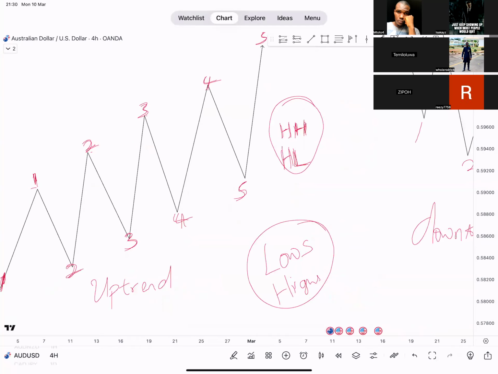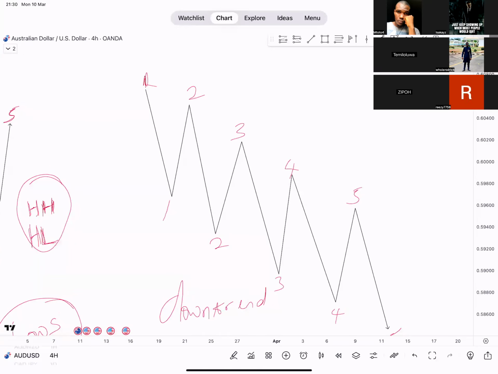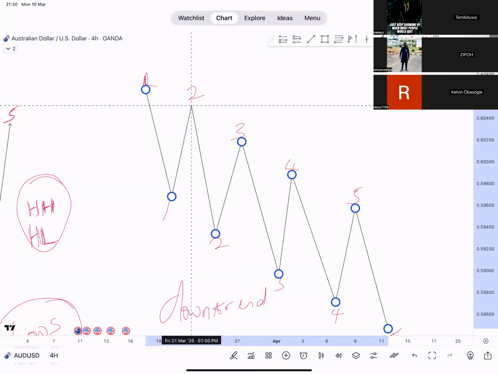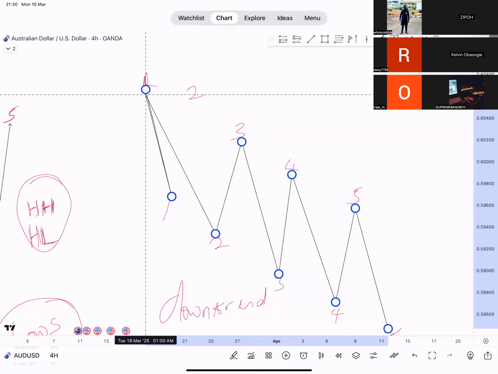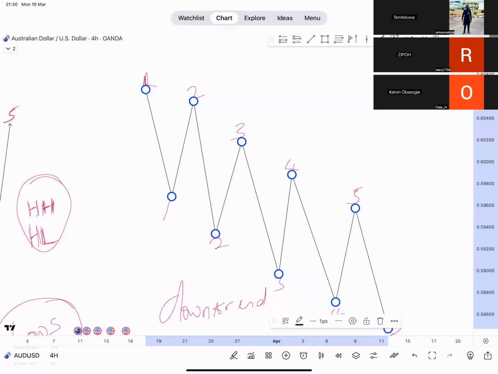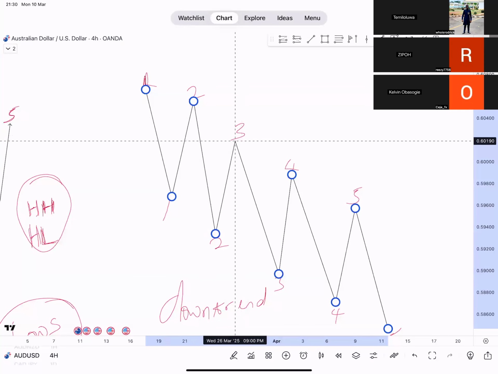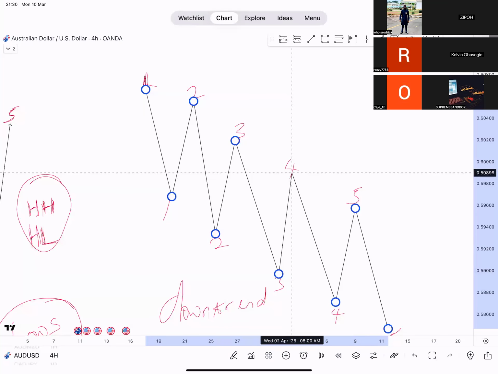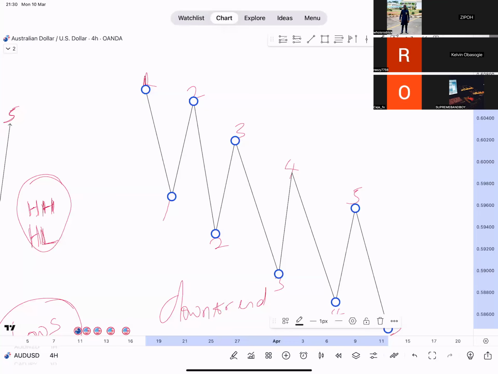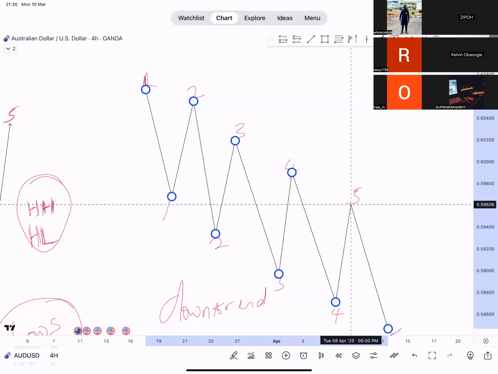Now, in a downtrend, it's not the same thing. In this case, you can see that high 2 is lower than high 1. High 2 did not go above high 1. High 3 did not go above high 2. High 3 is lower than high 2. Then high 4 is lower than high 3. High 5 is lower than high 4 in a downtrend.